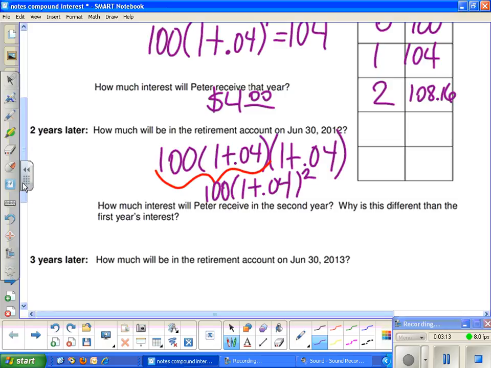Well, think about it. He had 108.16, and he started with 104 that year. So he had 4.16 because he earned more. So the question is, why is this different than the first year? Why did he earn more money this year than last year? Because the second year he started with $104, not 100. Because he earned a little bit more.